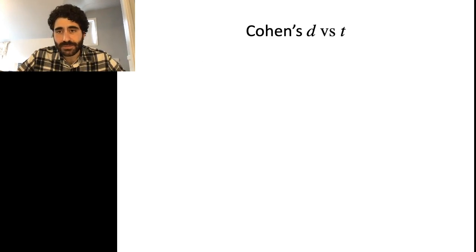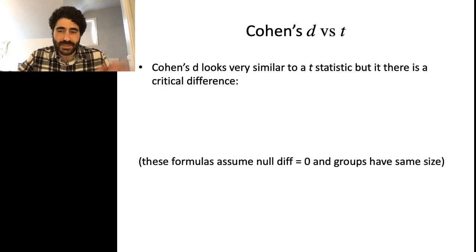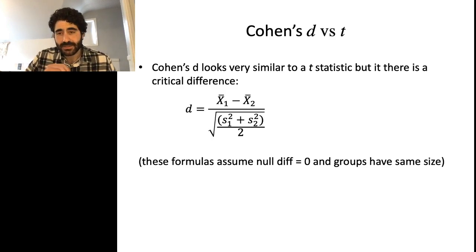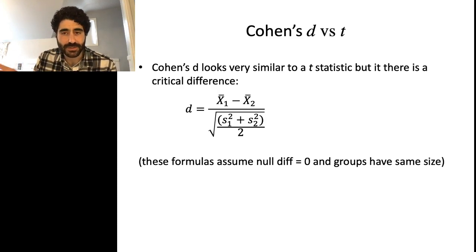So one thing I just want to really point out again, because this is, I think, a common tripping point, is that Cohen's d looks really similar to a t statistic, but it's measuring something that means something different. So at least in the simple case where we're assuming the null difference is 0 and both of these groups have the same size, then Cohen's d looks like this, right? So it's the difference between the means divided by the pooled standard deviation. And so the way that we get a pooled standard deviation is we just average the variances in the two groups and then take the square root of those, right?